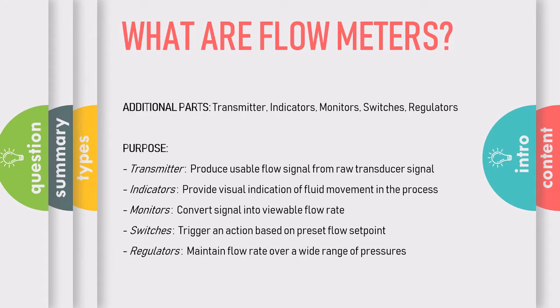Some additional parts flow meters may have or require are transmitters that produce a usable flow signal from the raw transducer signal, indicators that provide visual indication of fluid movement in the process, monitors that convert the signal into a viewable flow rate, switches that trigger an action based on a preset flow set point, and regulators that maintain flow rate over a wide range of pressures.